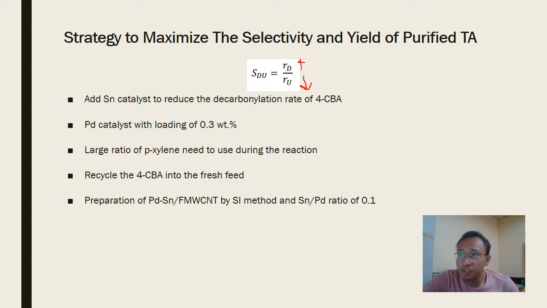So a huge amount of 4CBA will also be produced because of incomplete oxidation. So it will remove lots of 4CBA during the hydrogenation process, and it will produce a large amount of purified TA.